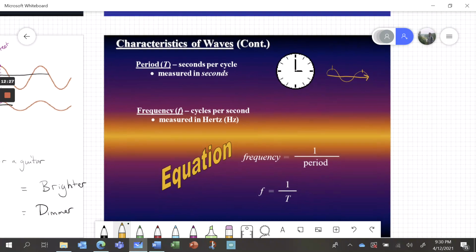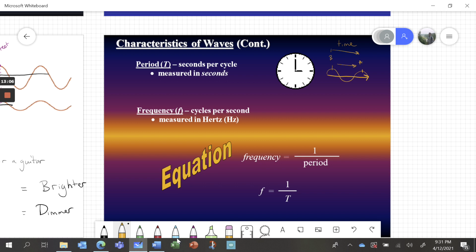Let me move this so we can see a little bit better. How long would it take crest B to get to the point where crest A is at? Okay, that would be the period. How much time does it take for this point B to get over to where A is? That would be period.